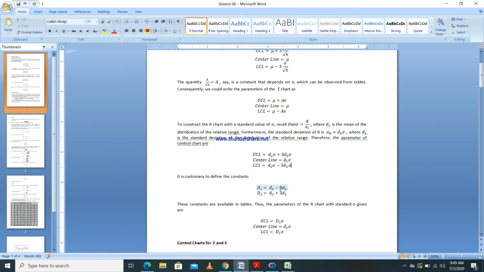So you have d2 minus 3 times d3, and here if you take the lower control limit, if you take sigma out, you have d2 minus 3 times d3. And for the upper control limit, if you take sigma out, you have d2 plus 3 times d3. So this factor we can rename as D1, and d2 plus 3 times d3 we can rename as D2. That is the upper control limit, we can write it as D2 times sigma, the center line is simply small d2 sigma, and the lower control limit is D1 sigma, right?